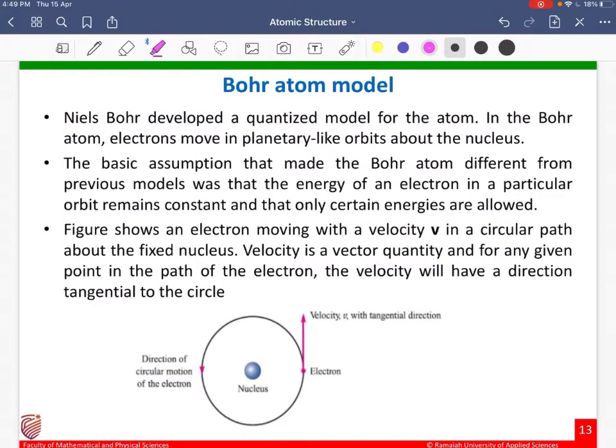Then the Bohr atom model came. In 1913, Niels Bohr developed a quantized model for the atom. In the Bohr atom, electrons move in planetary-like orbits about the nucleus. So electrons move only through orbits.